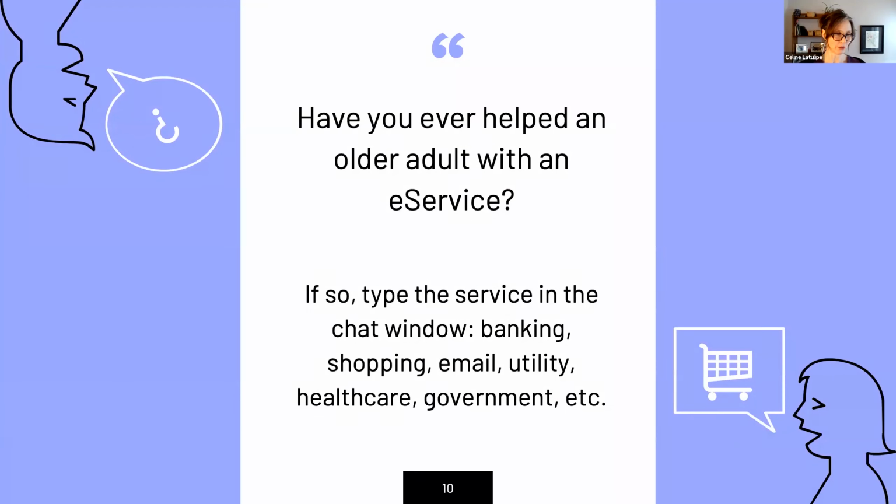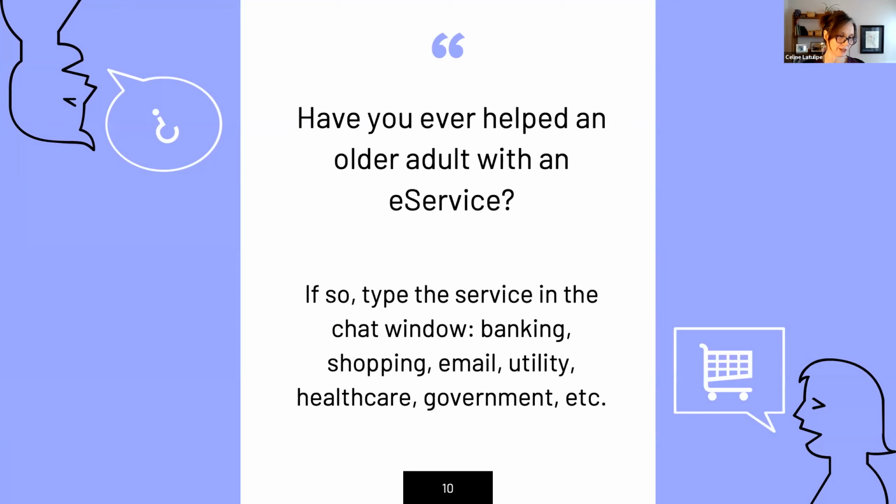So I'd like to pause for a second and ask you, have you ever helped an older adult use some kind of e-service? Whether it's banking or shopping or email or accessing and changing utilities or healthcare or government, type something in the chat about the service that you help the older adult with. So what type of service are you helping an older adult with? I'm seeing some yeses, but is it banking or is it shopping? What are you helping people with?